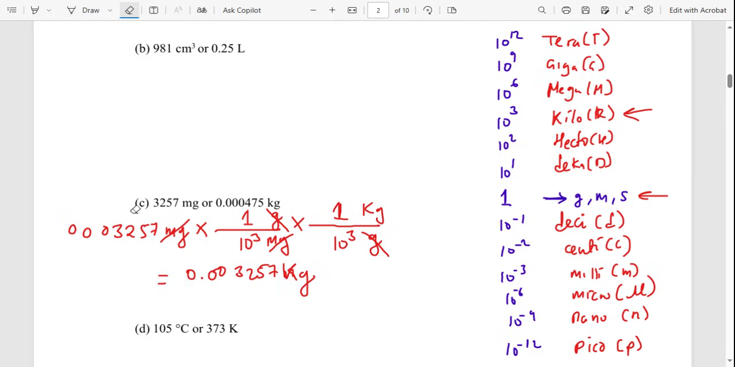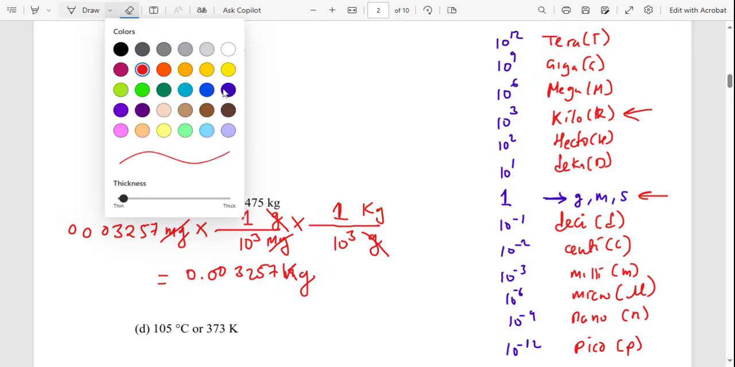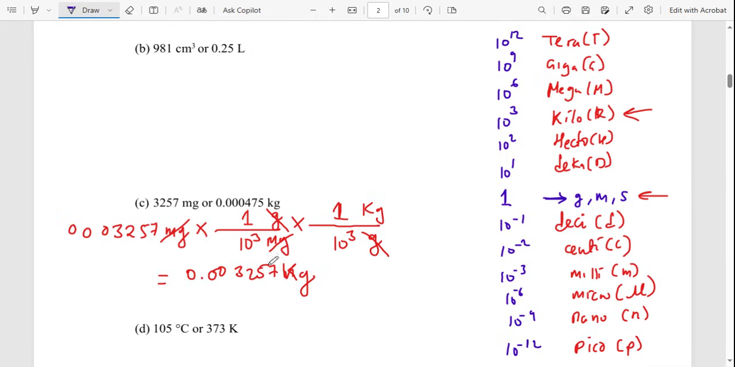Okay, I hope that makes sense. So look, this number has four zeros in front. The one that you have found has three zeros in front. So that means the one that we have found is actually a bigger number. So we'll say therefore that 3257 milligrams is bigger. Is this okay? Are we okay, guys?